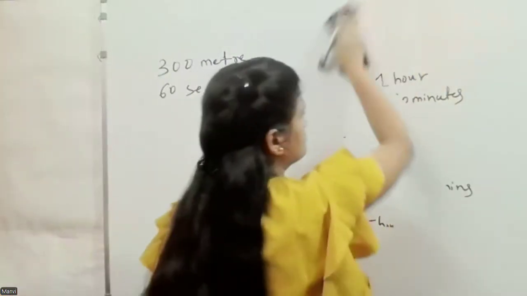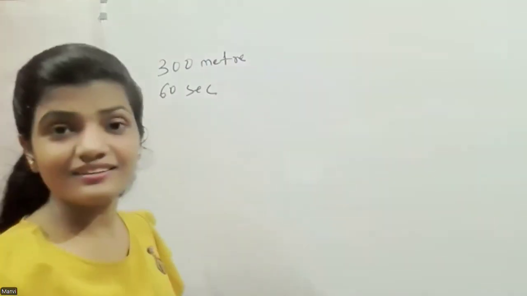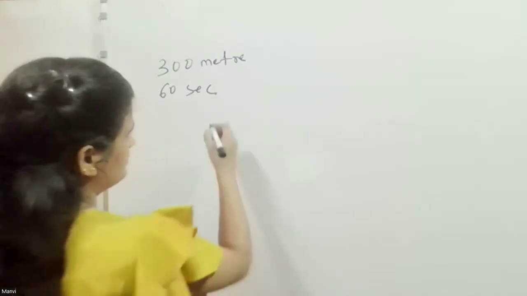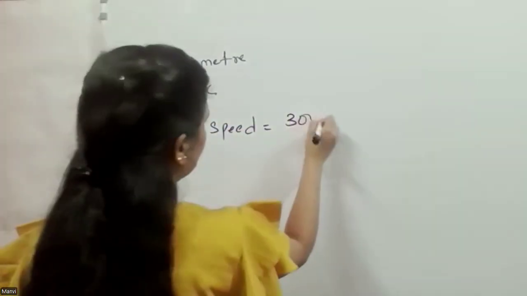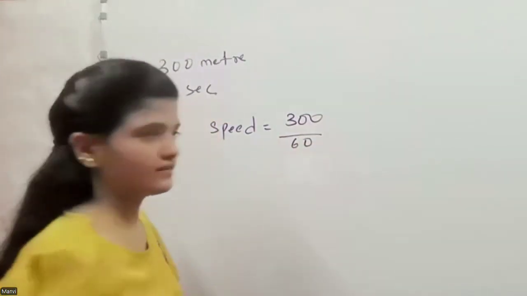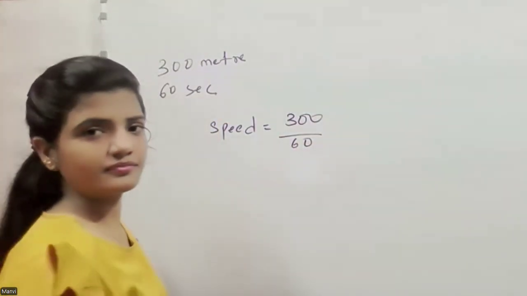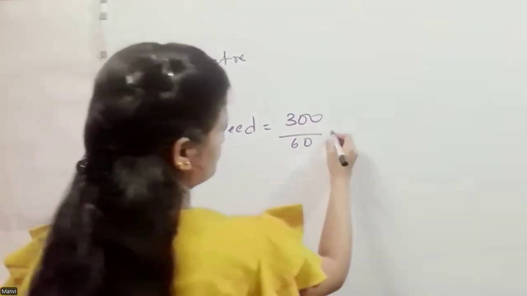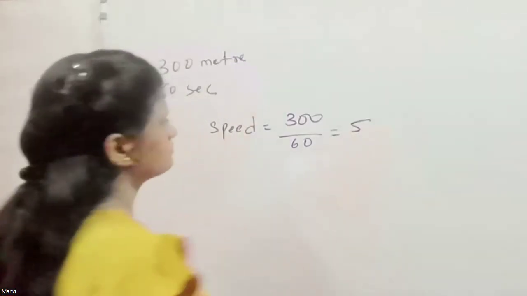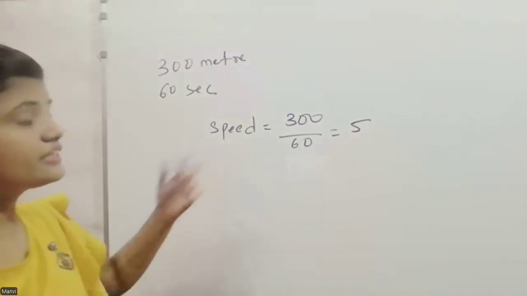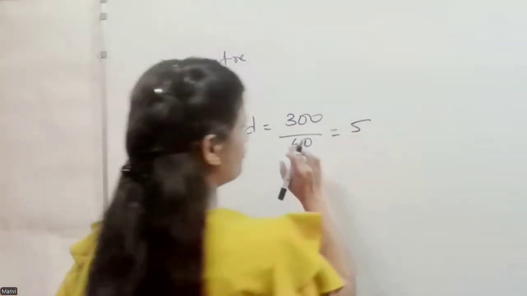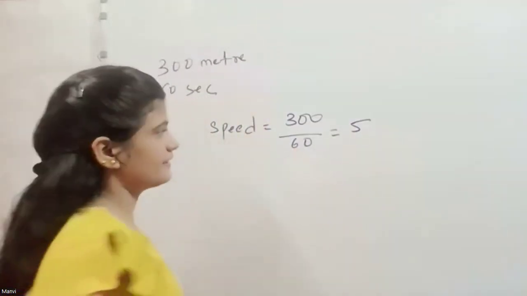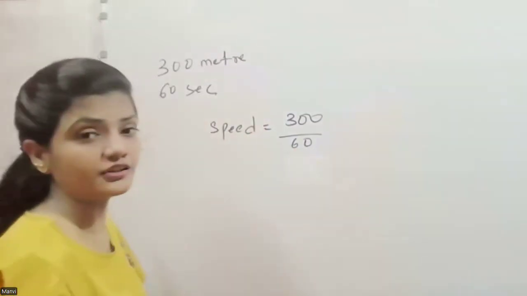Is it 300 divided by 60? Yeah. So speed equals 300 divided by 60, right? It's 5. So the unit is what? Unit is meters. Just understand how we can write the unit.